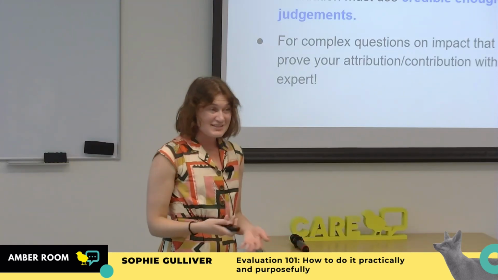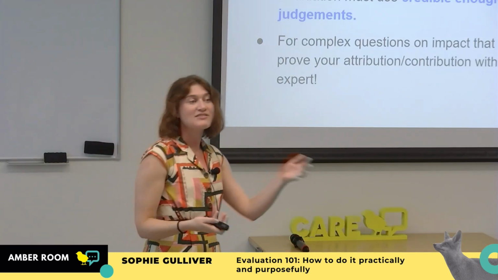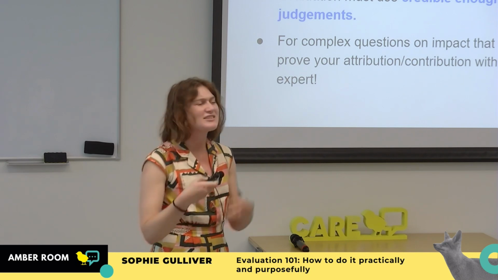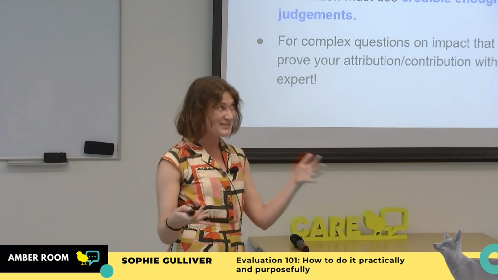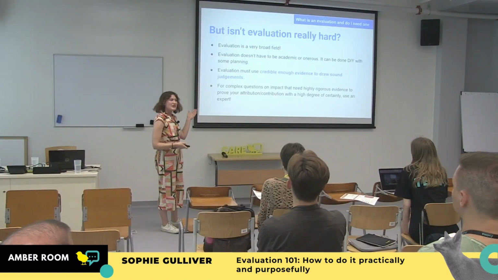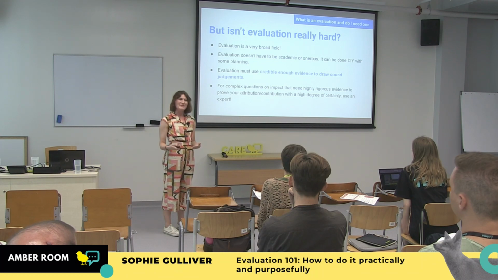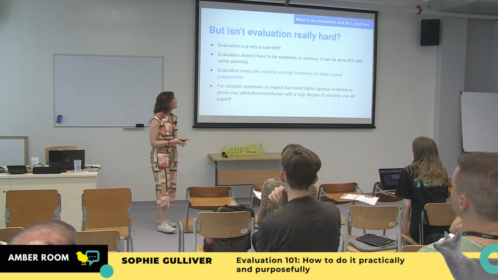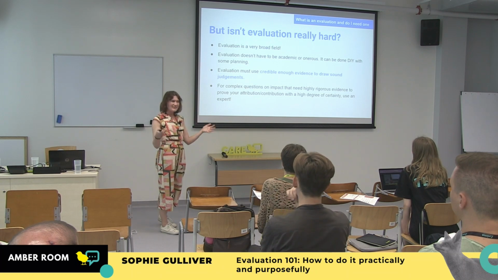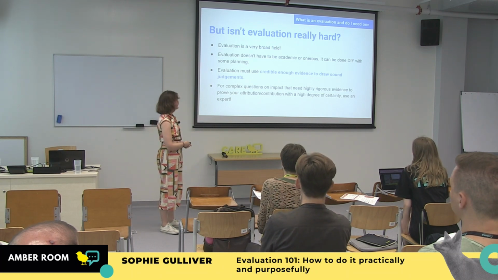Maybe our decision is, should we put more money into activity A or activity B? Or do we need to change our outreach strategy to meet different people? For those questions, we might not need to be as sure. So it's okay that we get credible enough evidence for the decision we need to make. Again, we don't need perfect evidence, just good enough for what we're trying to do.